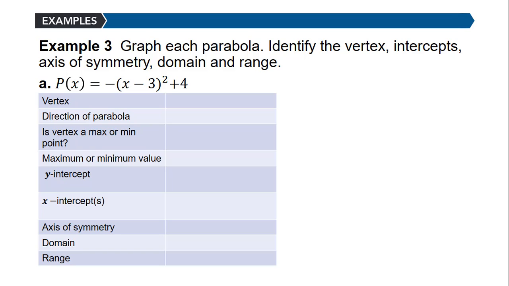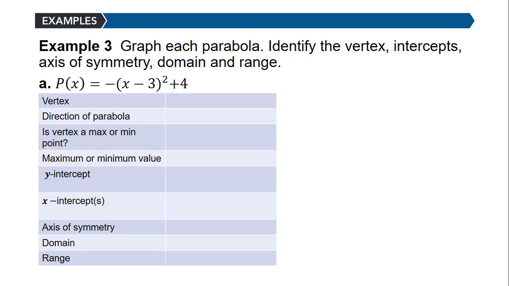So in example 3, we're going to see two examples of graphing a parabola. Now, of course, you could put these parabolas in your calculator and graph, but you would need to be able to find all of these key points and answer some additional questions that the calculator will not tell you explicitly. So we want to identify the vertex, intercepts, axis of symmetry, domain, and range. In fact, I have a chart that we'll go through and complete.